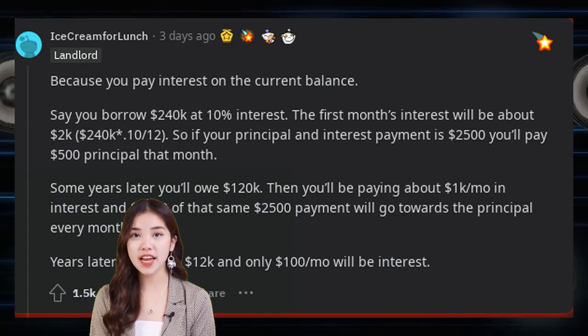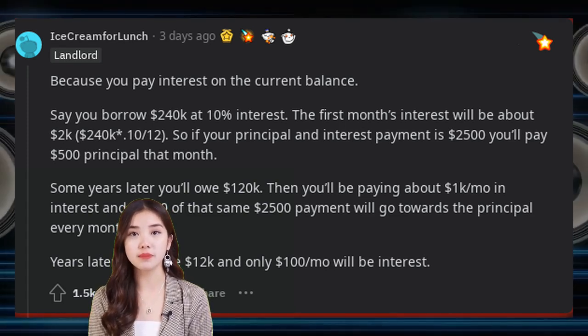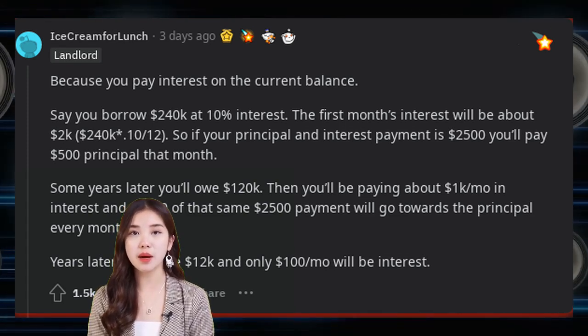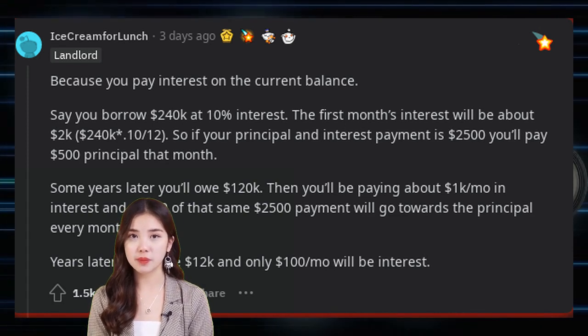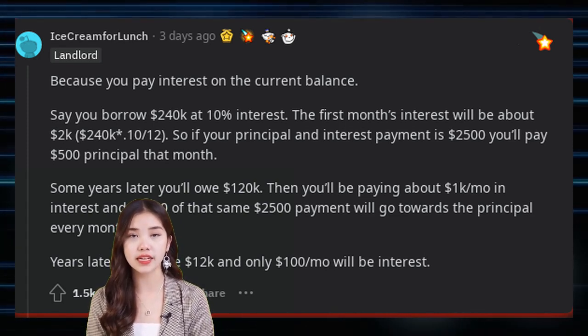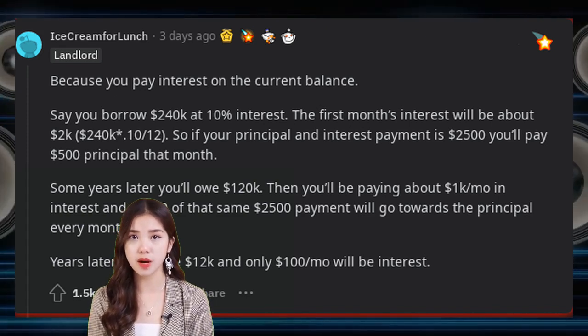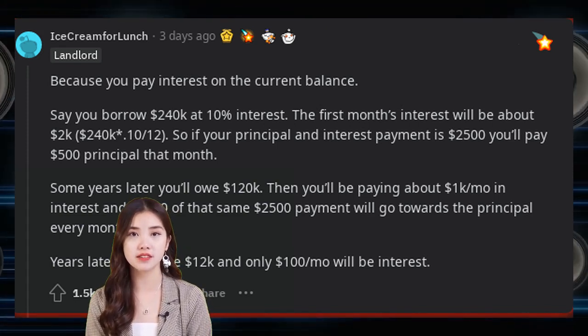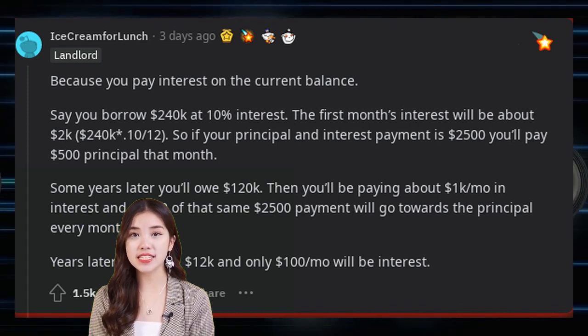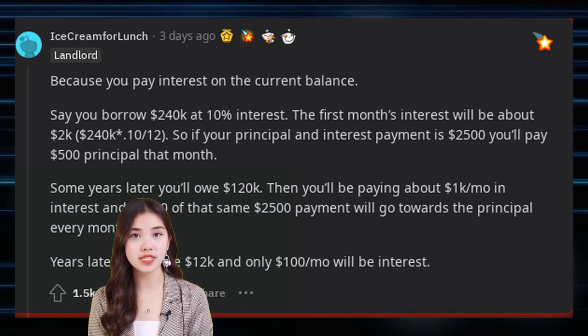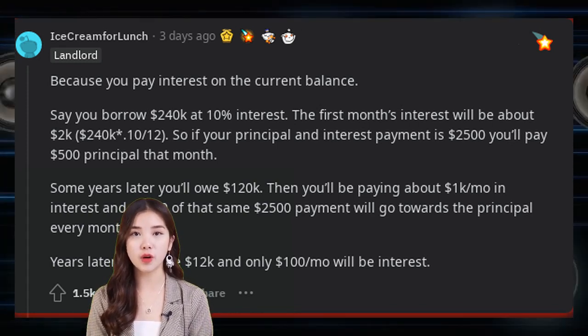Because you pay interest on the current balance. Say you borrow $240,000 at 10% interest. The first month's interest will be about $2,000, $240,000 times 0.10 divided by 12. So if your principal and interest payment is $2,500, you'll pay $500 of principal that month.